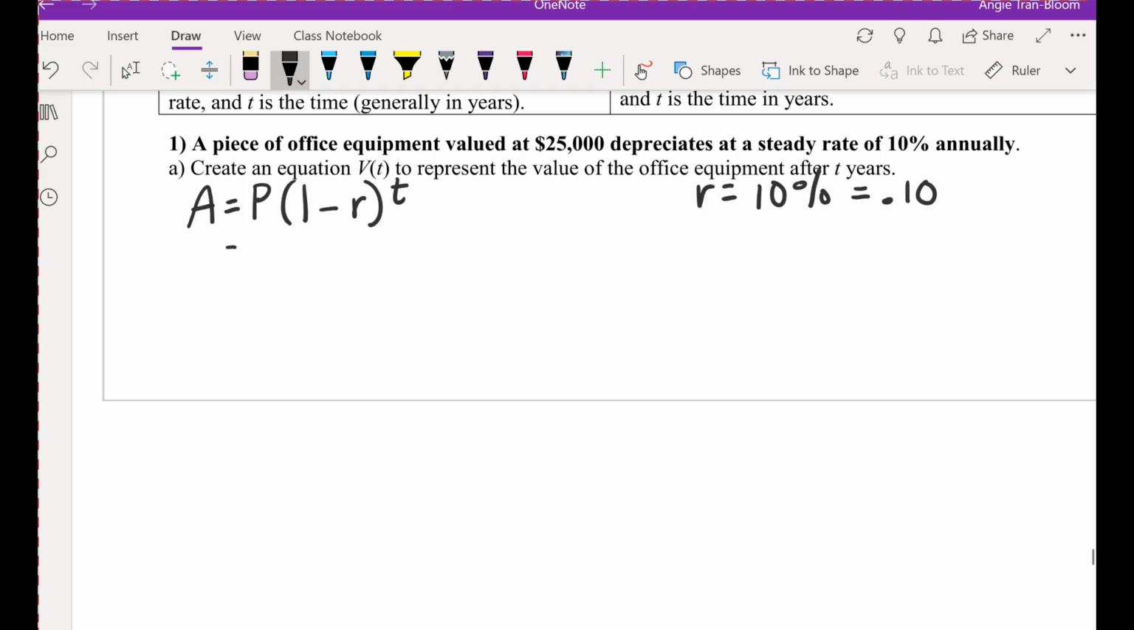Next, we need to plug in some other values. Do we know what A is and what P is? A is V of T, the value. The value of when, beginning or end? The end. P is the beginning, the initial value. Do we know A or P? P. What's P in this case? 25,000. Minus rate. What should we enter for rate, Matt?